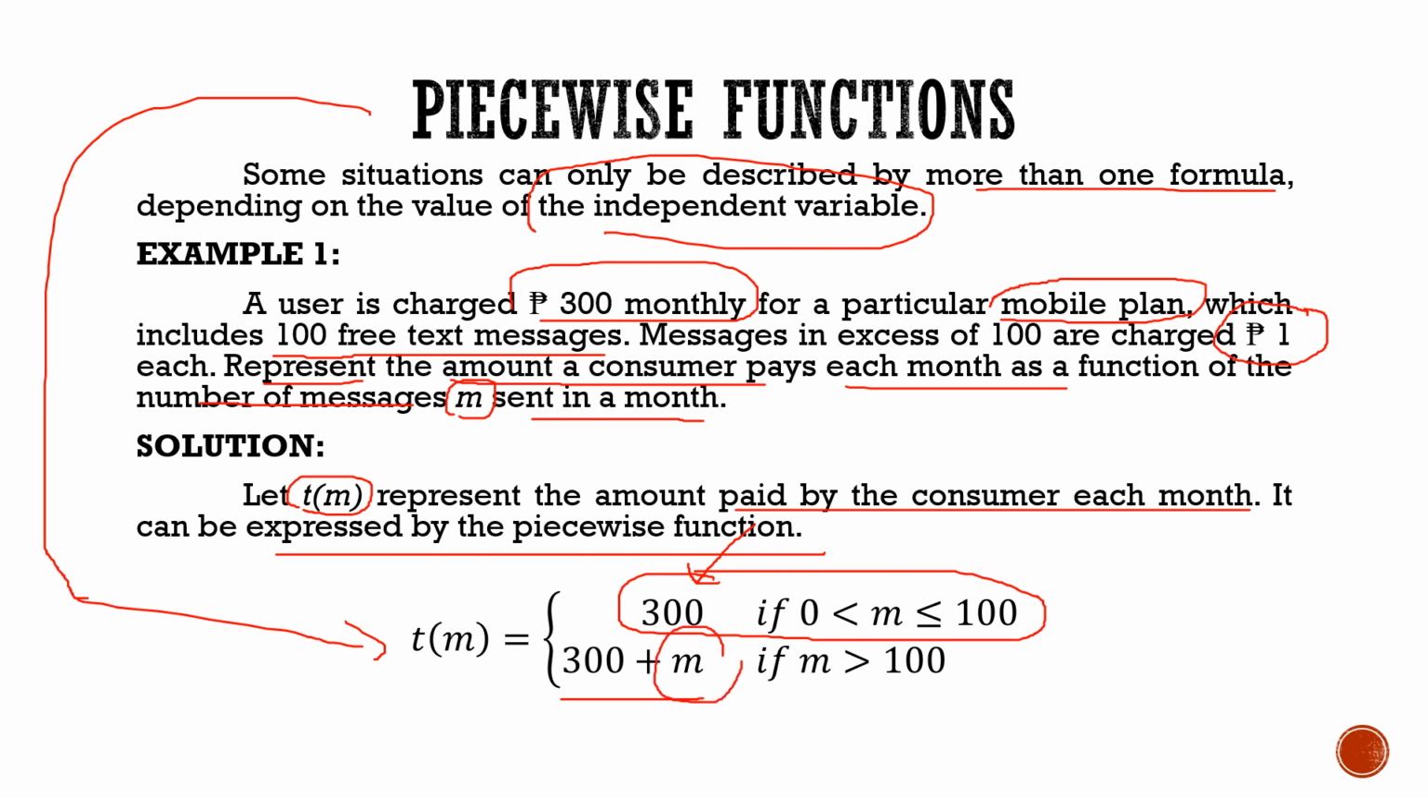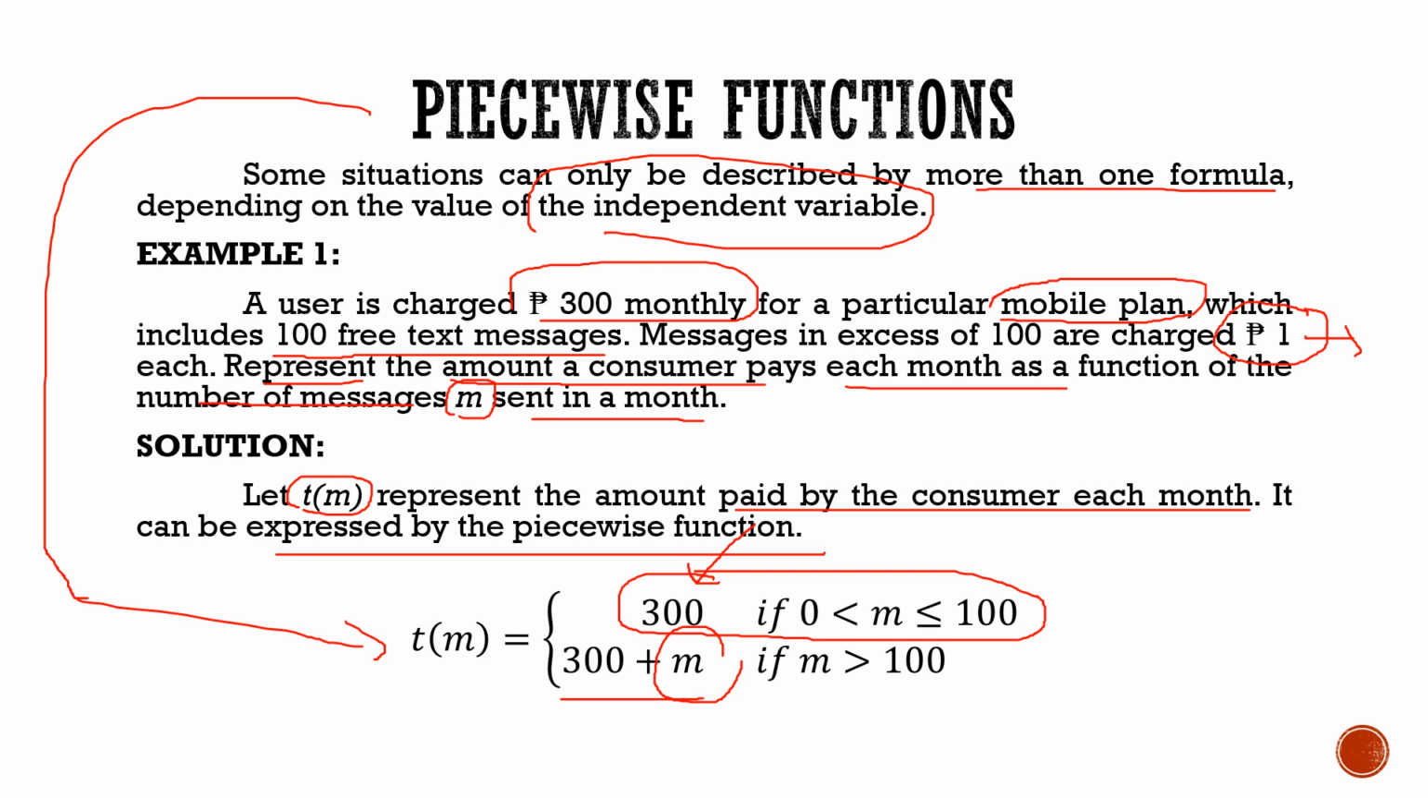The number of messages, no? M is the number of messages. So for example, if the user used 150, there's an excess of 50 there, no? Because there are only 100 pre-text messages, so there's an additional 50 pesos to his charge. That's how we apply it, no?